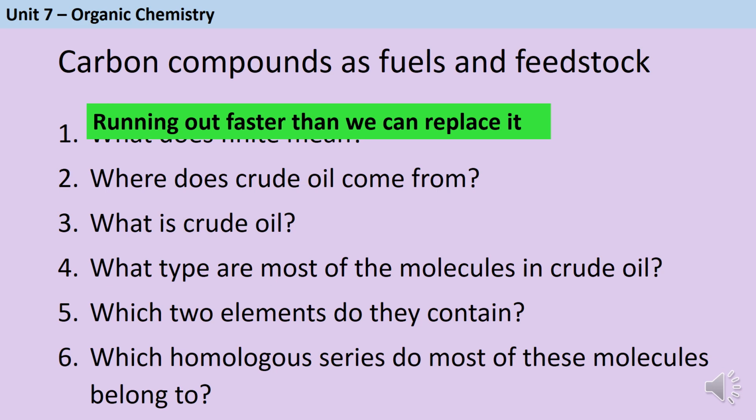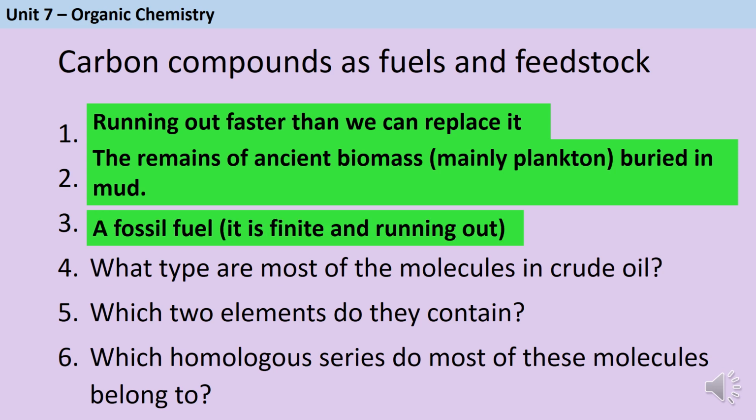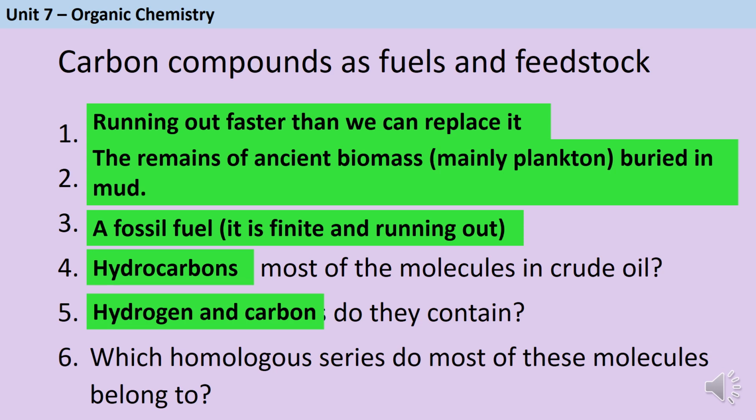Finite means that something is running out faster than we can replace it. Crude oil is an example of a finite resource, and it comes from the remains of ancient biomass, mainly plankton, which have been buried in mud. Crude oil is a fossil fuel. It's finite and it's running out. And most of the molecules in crude oil are hydrocarbons, which are compounds that are made just from hydrogen and carbon. Most of those hydrocarbons belong to a homologous series called alkanes.